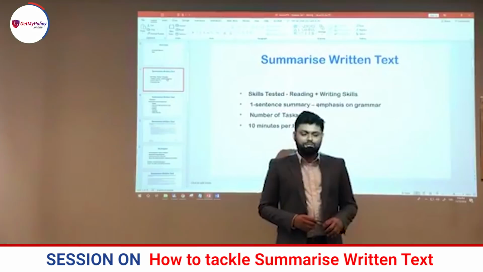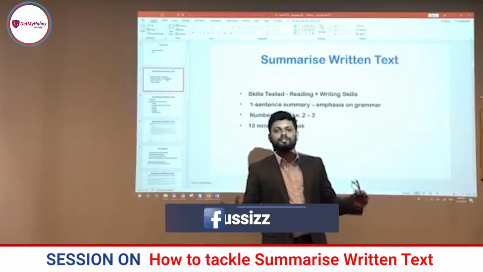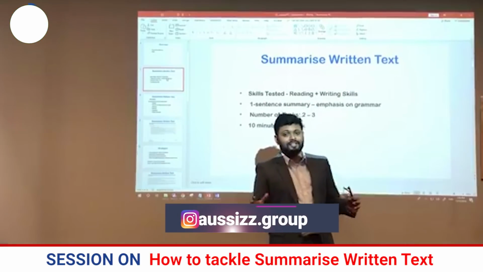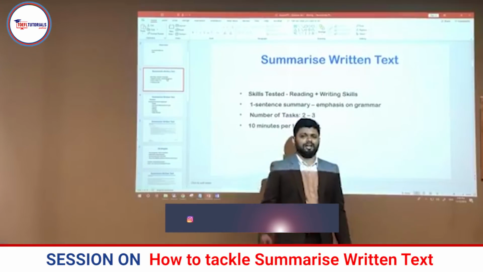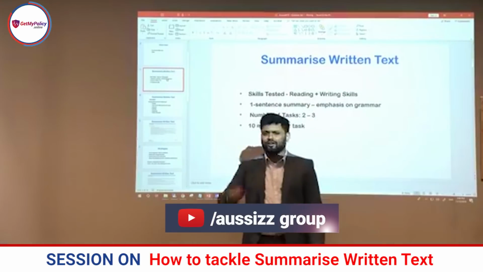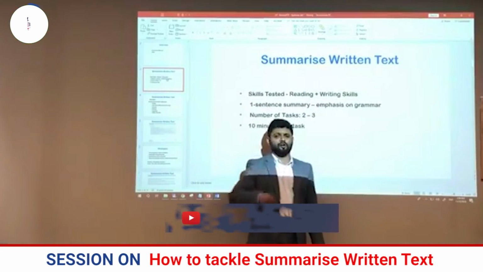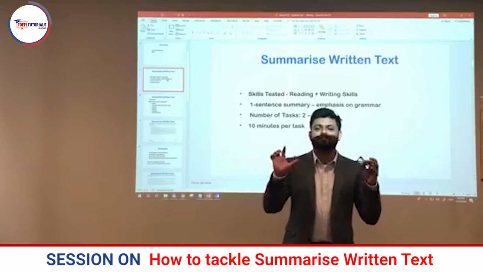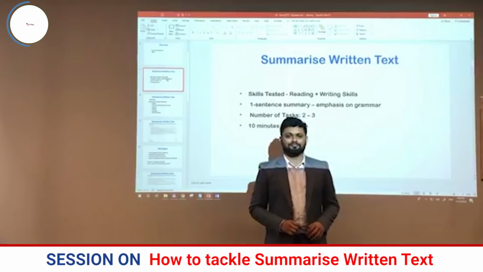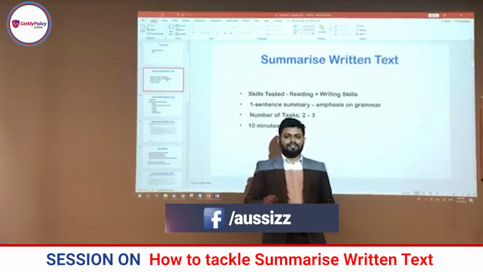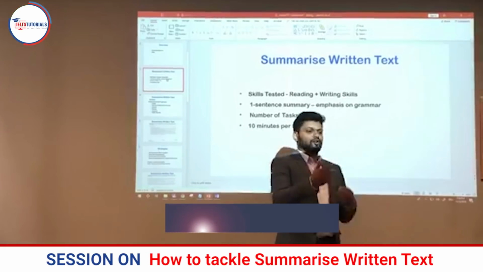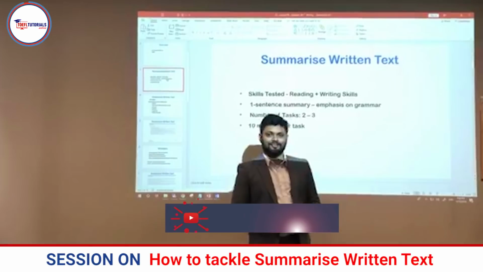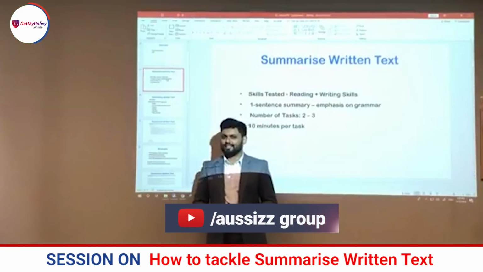Summarise Written Text is where you will get an enormous passage. When I say enormous, don't take me wrong, it's really big. Trust me, you have a lot of information, a lot of description, a lot of examples, a lot of names, and your task is to give a very succinct form of writing. Now when I say succinct, my students often ask me, how many words am I supposed to write? Or how many tasks do I get?